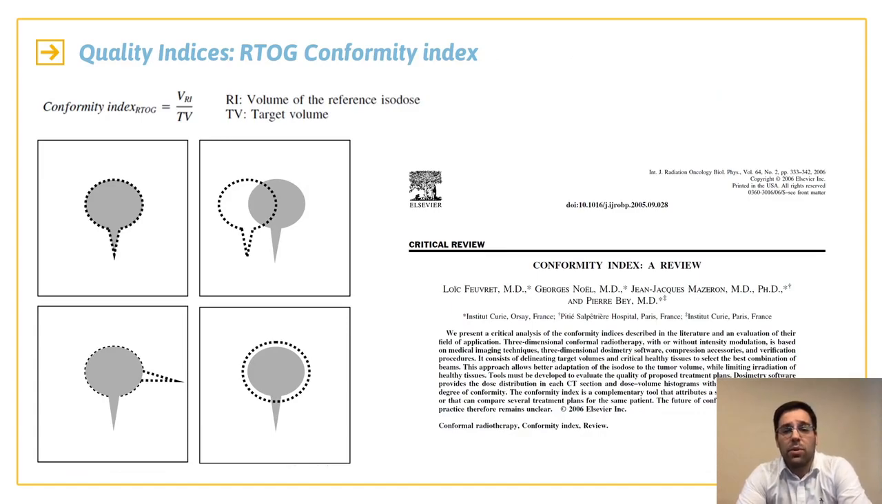There is some trouble with the conformity index calculation when the warning of RTOG is ignored. If you look at these 4 images, with the prescribed isodose in dashed lines and the solid gray volume as the PTV, we can see that all of them have a conformity index of 1, but only the first image is a perfect match. We see a shift in the second image, a rotation in the third image, and the equivalent volume in a circular shape in the fourth image.